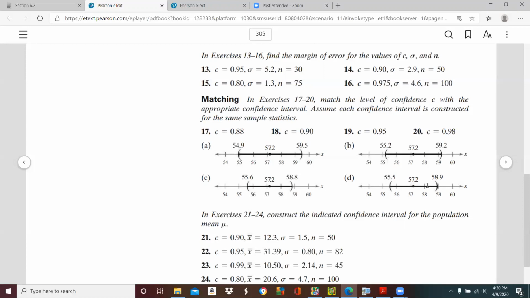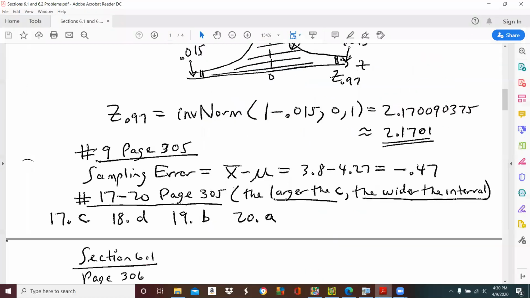What's the next most narrow one? This one here. This is one that's a little wider. That's the 90% level of confidence. All right. What's the next most narrow one? It's B. That's the 95% level of confidence. And then finally, the widest one is A, this one right here. Okay. That's how you answer that question. C, D, B, A. Okay.